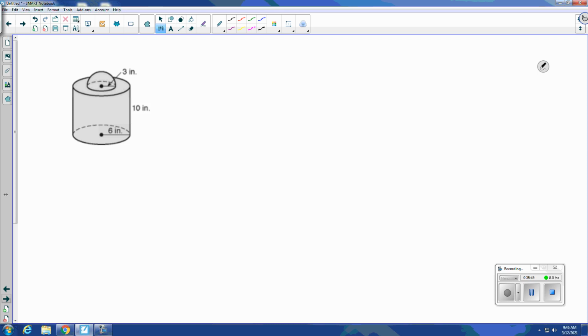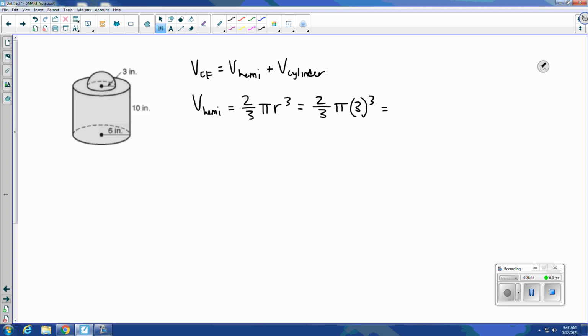We have a hemisphere on top of a cylinder. So volume is going to be the volume of the hemisphere plus the volume of the cylinder. So the volume of the hemisphere, we previously brought up, is 2/3 pi r cubed. It's half of the sphere. Do we have a radius? Yes, 3. 3 cubed is 27, divided by 3 is going to be 9, times 2 is 18 pi.